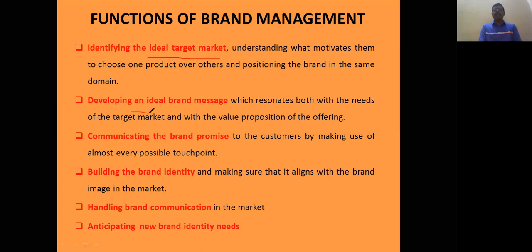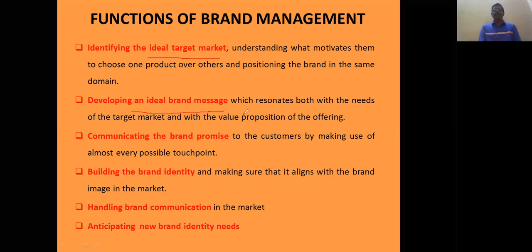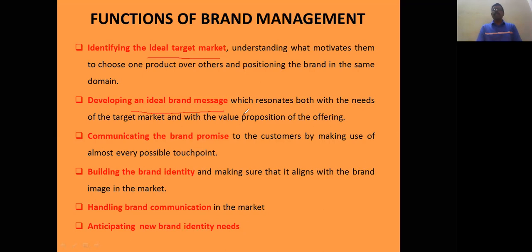Second, based upon the targeted audience, the brand image must be developed. The brand image includes the associated brand message that is developed, which is induced into the minds of the customers. It's communicating the brand promise. Brand promise is what the brand manager promises to the customers through advertising.